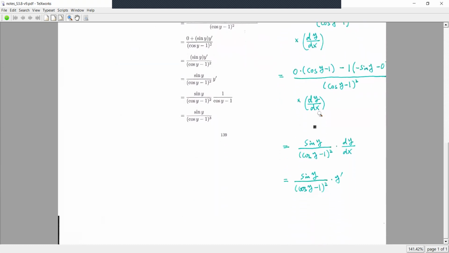Now, simplify this expression. 0 times cosine of y minus 1 is 0. Negative sine of y is sine of y. So I have this equation. dy dx is y prime. So I have this equation. This result is the result here.